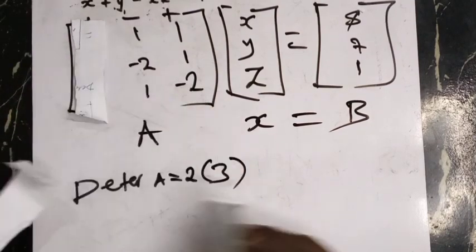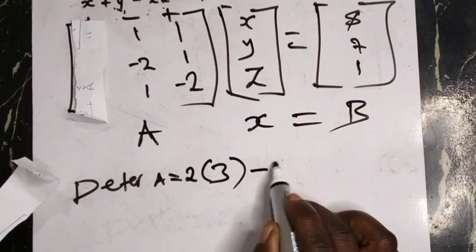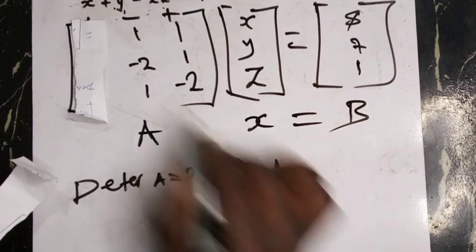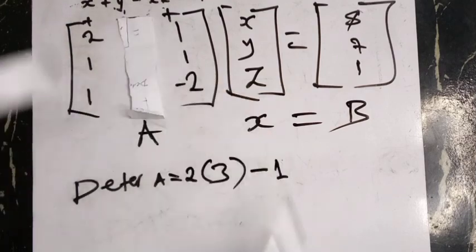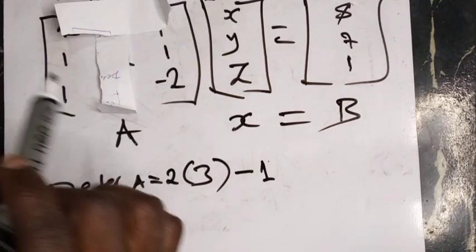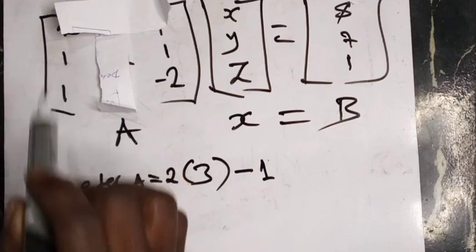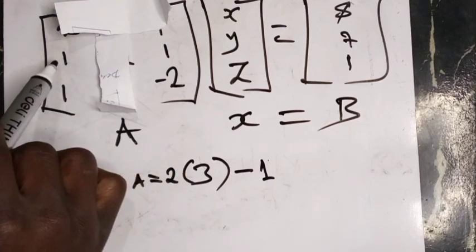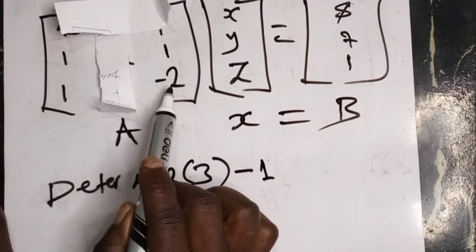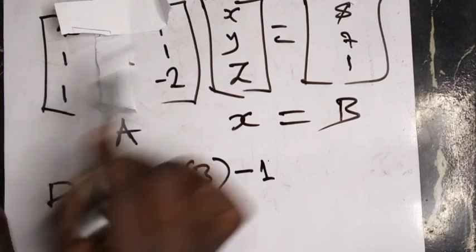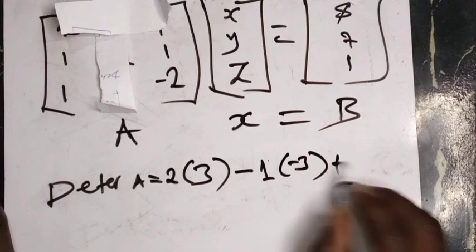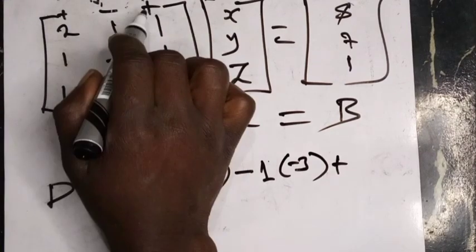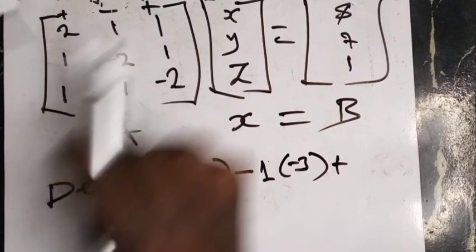Then here there is negative, so you have to put negative here, -1, because we are moving in steps. So we hide the first row and the second column, and we remain with 1 times -2, which is -2, minus 1, which is -3. Plus, we follow this sign here, positive.